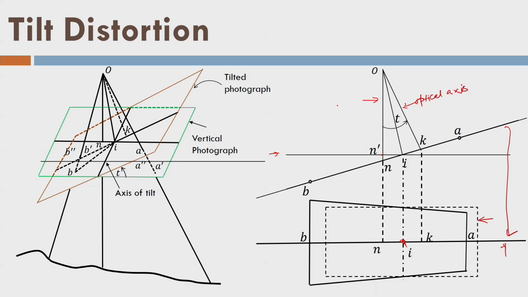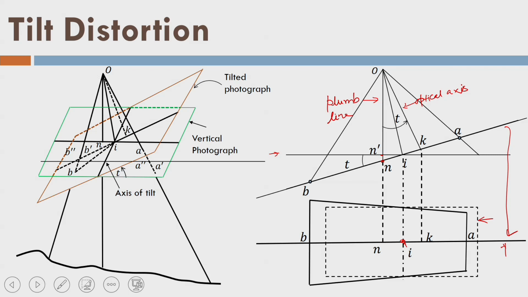and this is the plumb line from the exposure station, right. So, the plumb line is intersecting the vertical photograph at n dash, but it is intersecting at n for the tilted photograph, as you can see here. So, this is again my tilt angle.